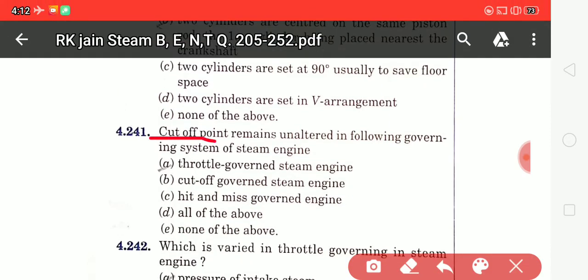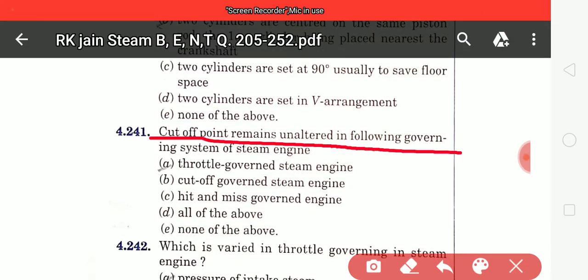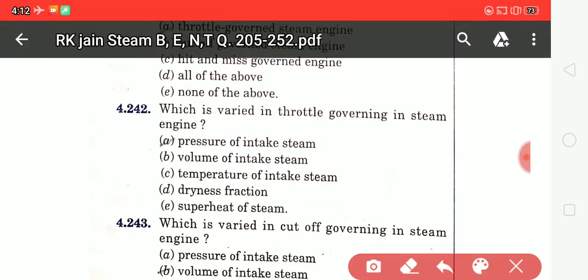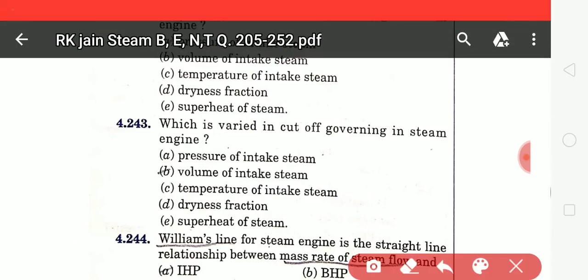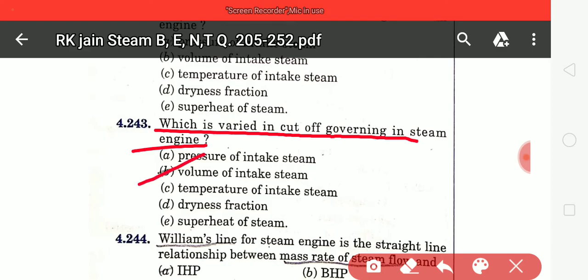Next, cutoff point remains unaltered in which governing system of steam engine? Throttle governed steam engine. Next, which is varied in throttle governing in steam engine? Pressure of intake steam. Which is varied in cutoff governing in steam engine? Volume of intake steam.